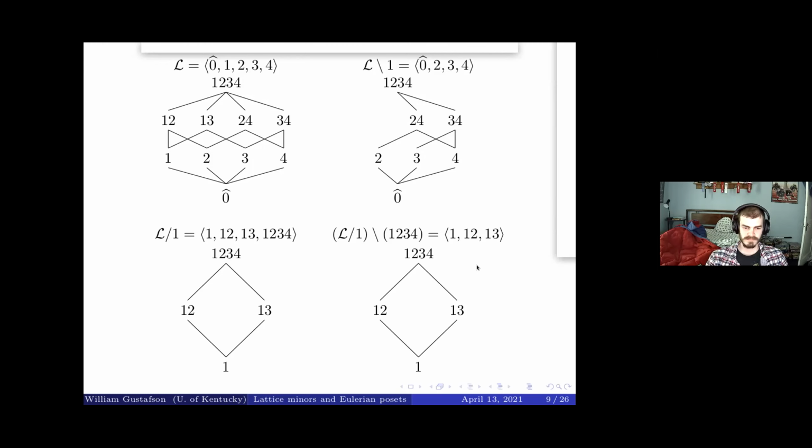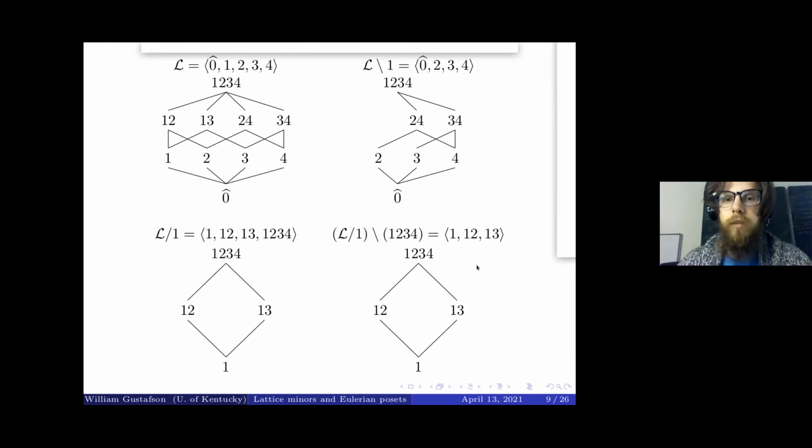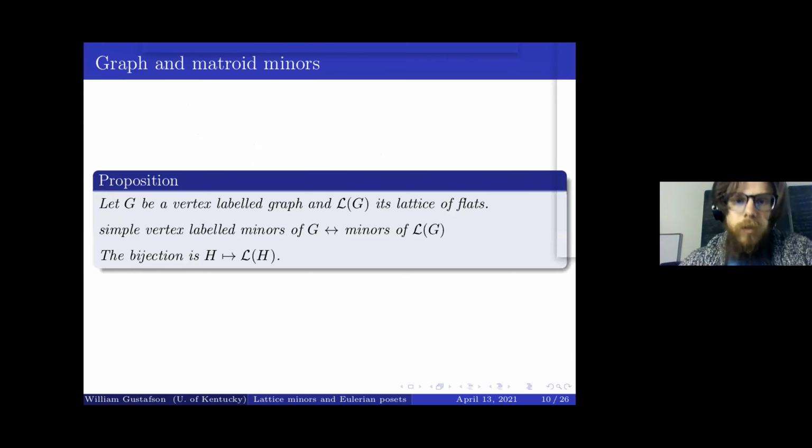Okay, right. So our main motivation was these vertex labeled simple minors of a graph. So, why does this really capture that? Let me talk about that. Okay, so we have this statement here. If we have a graph G, we give it a vertex labeling and look at its lattice of flats, then the simple vertex labeled minors of our graph are in bijection with the minors of the lattice of flats. And the bijection is what you want it to be. You just take the lattice of flats of the graph minor.